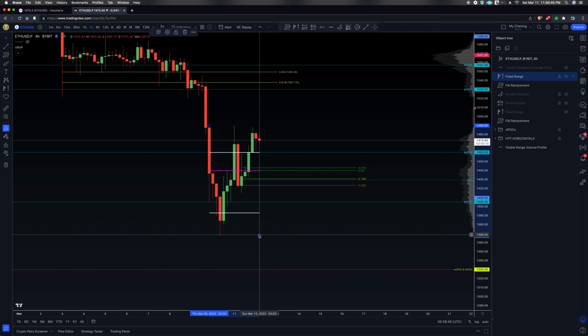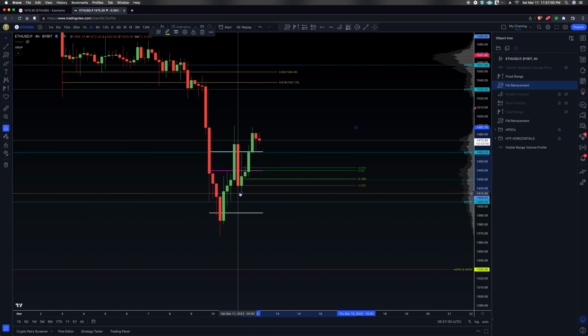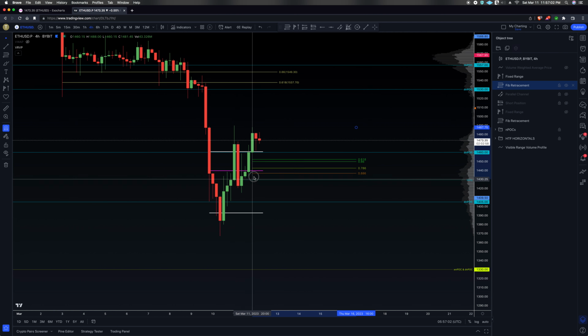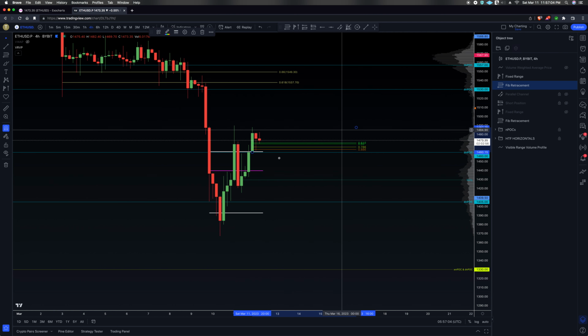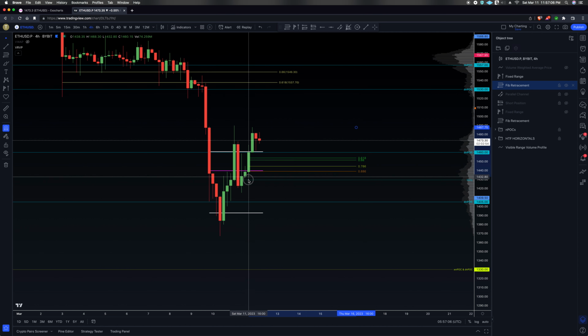Oh, well, I am seeing this. Okay, so this daily naked point of control coming down is a nice confluence of the value area high of this range. It's in POC. So with that said, I think I need to move my fib up to right there. Excuse me, right here.